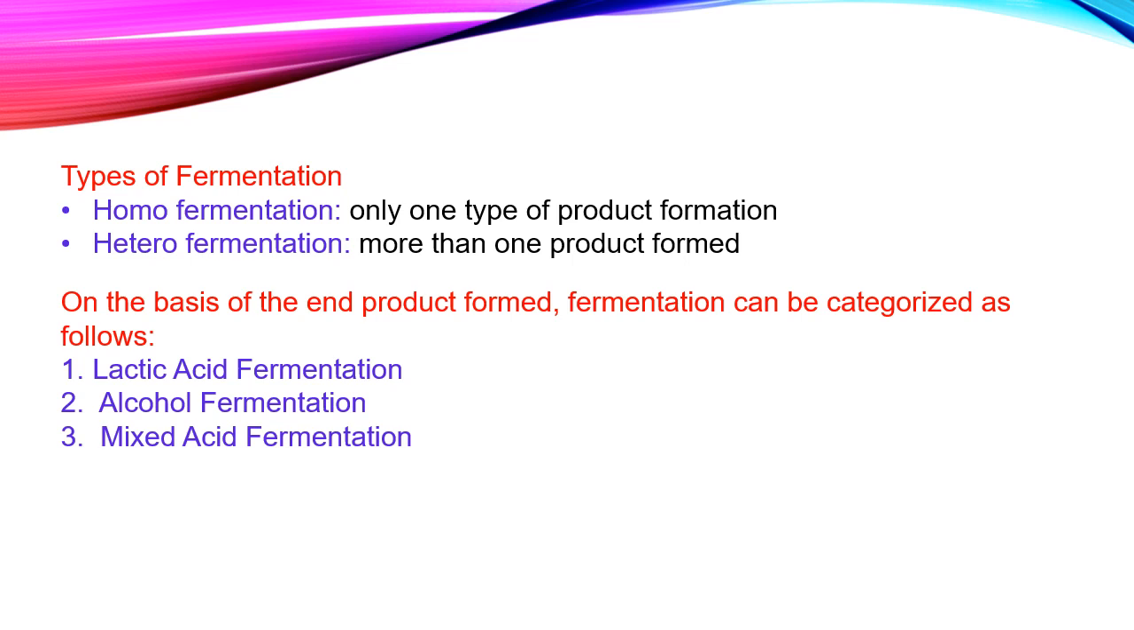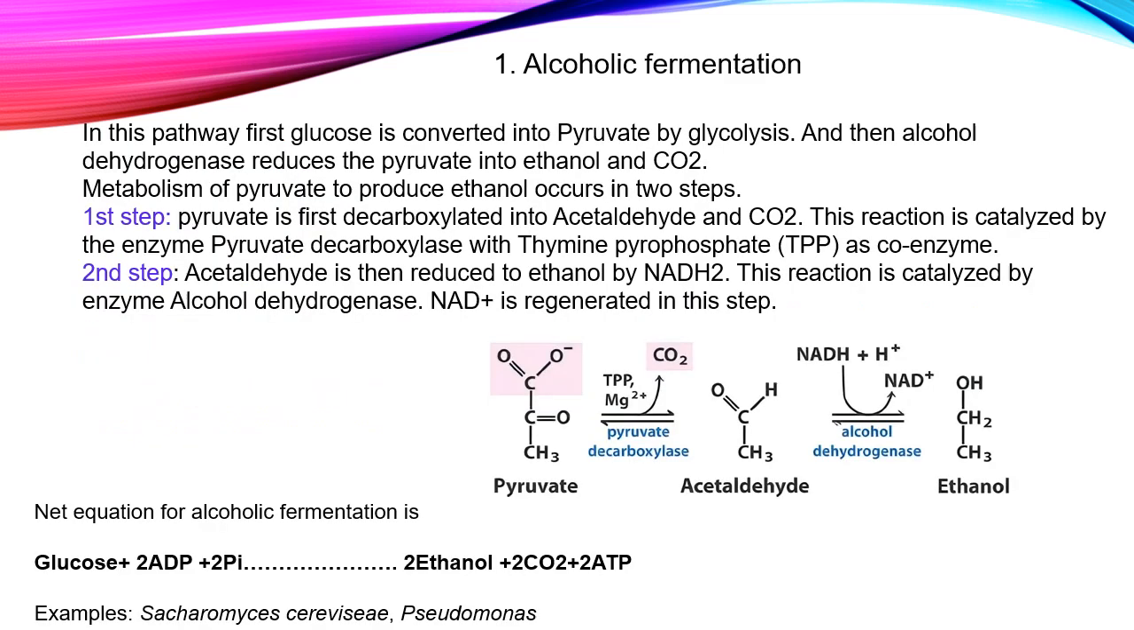Okay, now we'll be studying all this fermentation in detail. Now let's discuss our first type of fermentation, that is alcohol fermentation. Similar to the lactate fermentation, first glucose needs to be converted into pyruvate by the glycolysis process. Then this pyruvate is converted into ethanol by the action of two enzymes. The first enzyme is pyruvate decarboxylase, and our second enzyme is alcohol dehydrogenase.